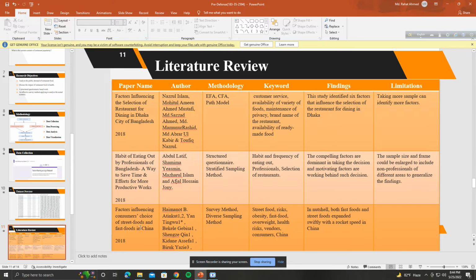My third paper is Factors Influencing Consumers' Choice of Street Foods and Fast Foods in China. It's a survey from China from 2018. The methodology of this paper is survey method, diverse sampling method. Findings of this paper are that both fast foods and street foods expanded swiftly with a rocket speed in China.